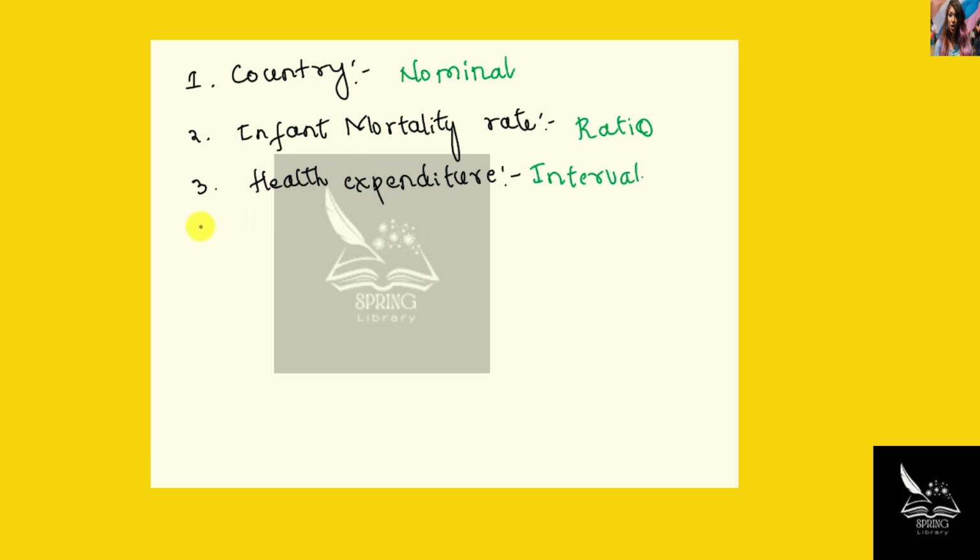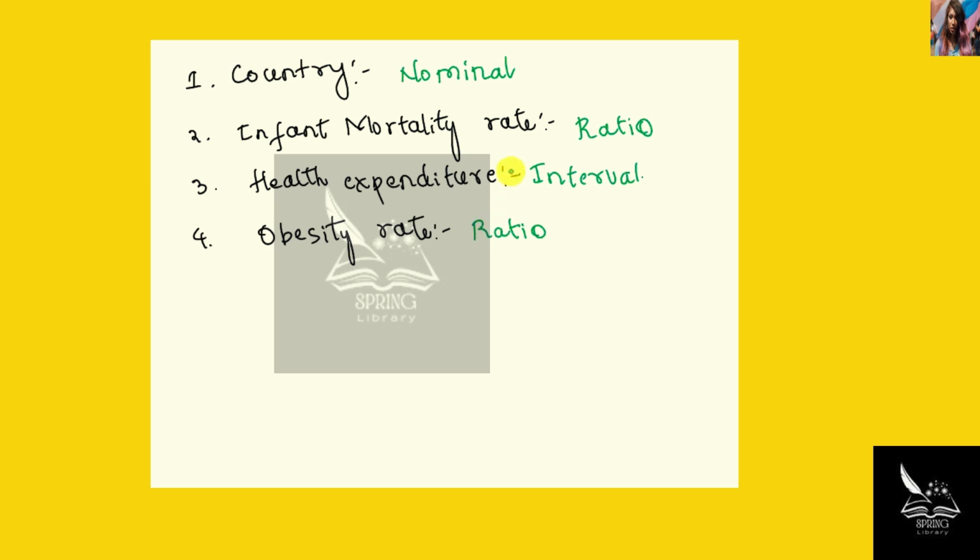Then obesity rate. The variable obesity rate represents a ratio of prevalence or proportion of obesity in a population. This is a ratio. It has natural 0 point and values can be compared and mathematically manipulated using ratios.